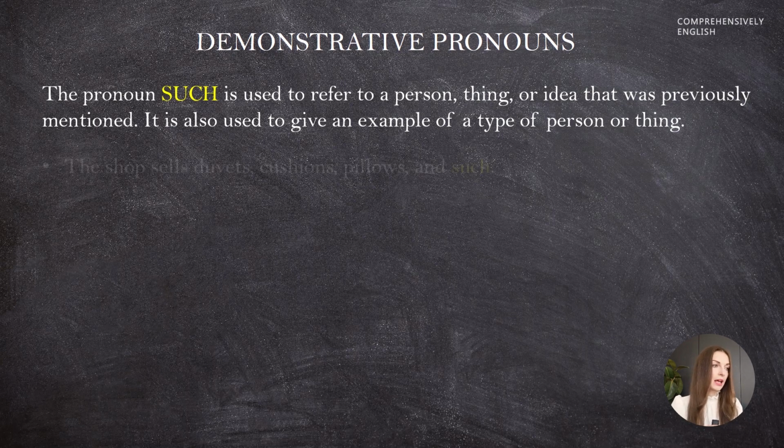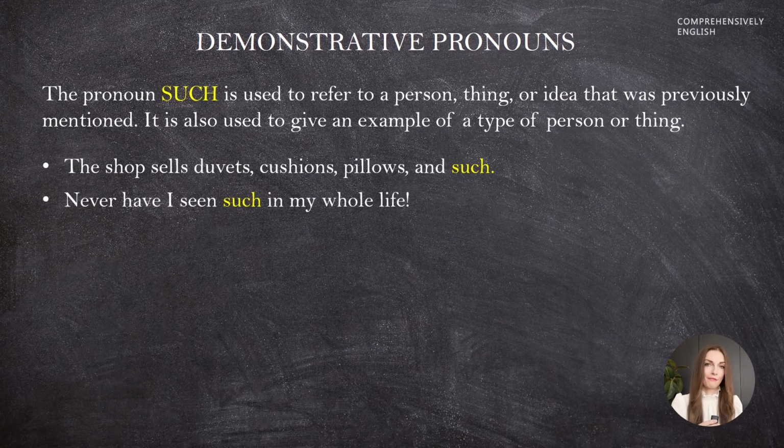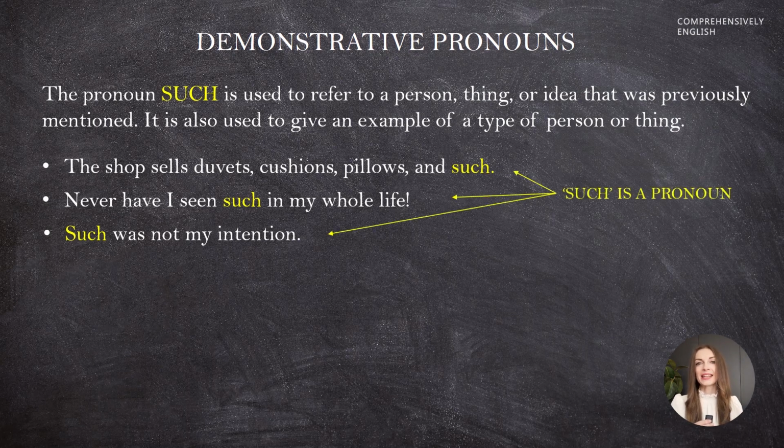Let's see. The shop sells duvets, cushions, pillows, and such. We often use this word in the end of a list to mean and items like that and similar items, similar things. Never have I seen such in my whole life. And such was not my intention. So you can see in the three sentences, such is used as a pronoun. It is used by itself without any noun following it, and it means something similar to what was previously mentioned.